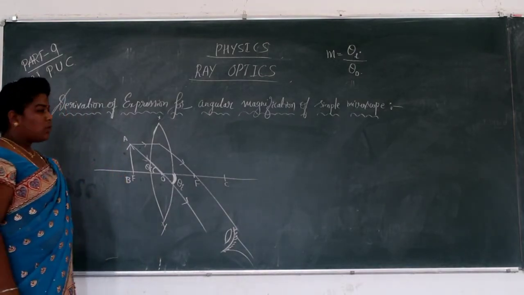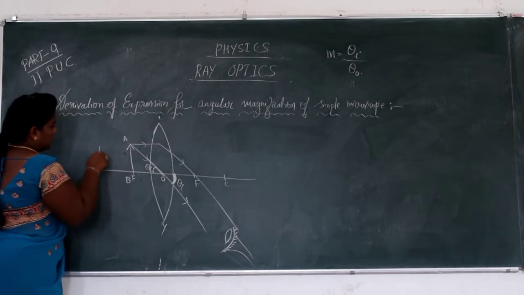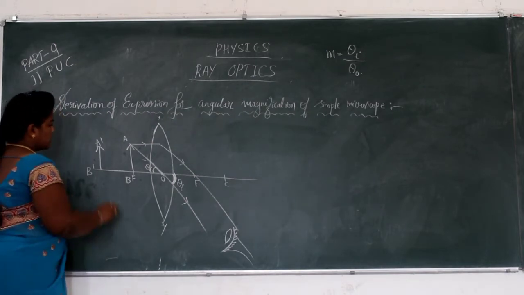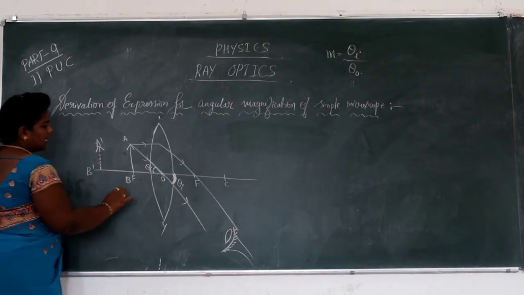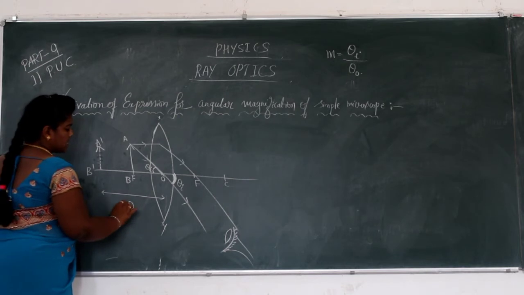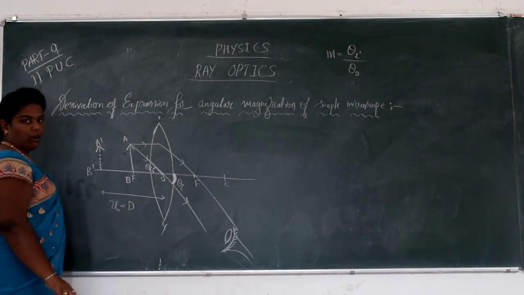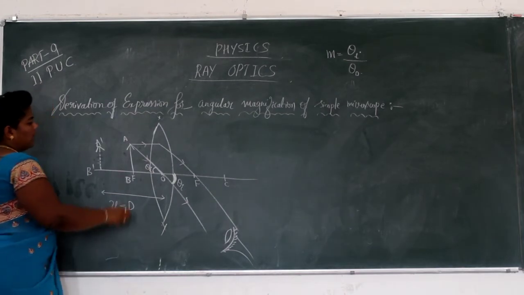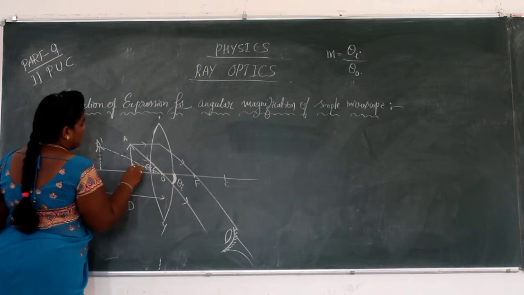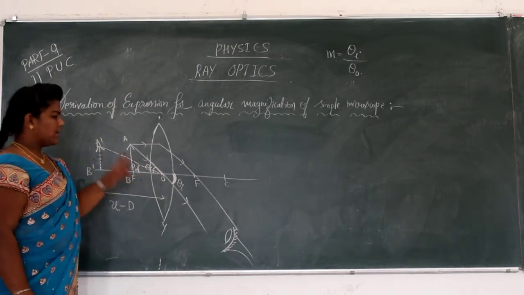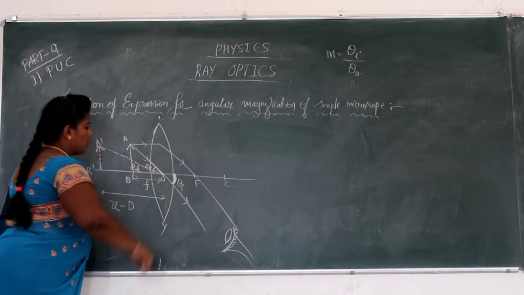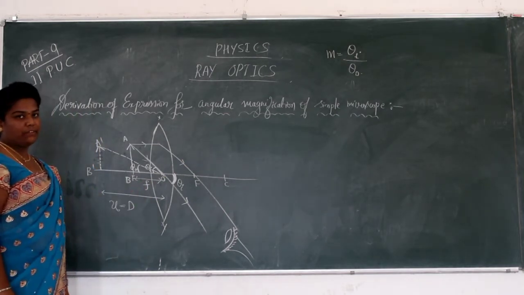Now in this, how to assume here? I am just assuming that the object is placed here, at the least distance of distinct vision. This is an object which is assumed to be placed at the least distance of distinct vision, placed at B. So this is the object distance, that is U naught. And then, what is the angle subtended by this object? The angle subtended by this object is theta naught. Hope you got all the things that I have written here. And the distance between the optic center and the principal focus is the focal length, represented by small f.